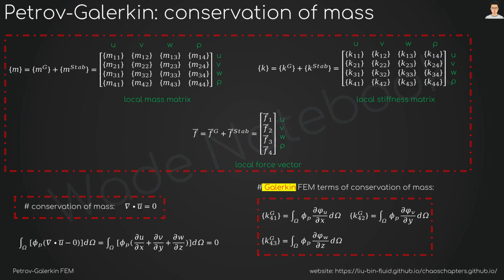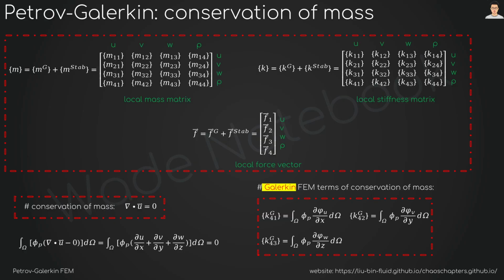In this video, we first assemble the Galerkin terms of elemental mass and stiffness matrices. In the next video, we will talk about how to formulate the stabilization components into their matrix form and assemble the elemental matrices and vectors into the global mass and stiffness matrices and global force vector. Okay, now let us discuss the Galerkin terms for the weak form of conservation of mass.